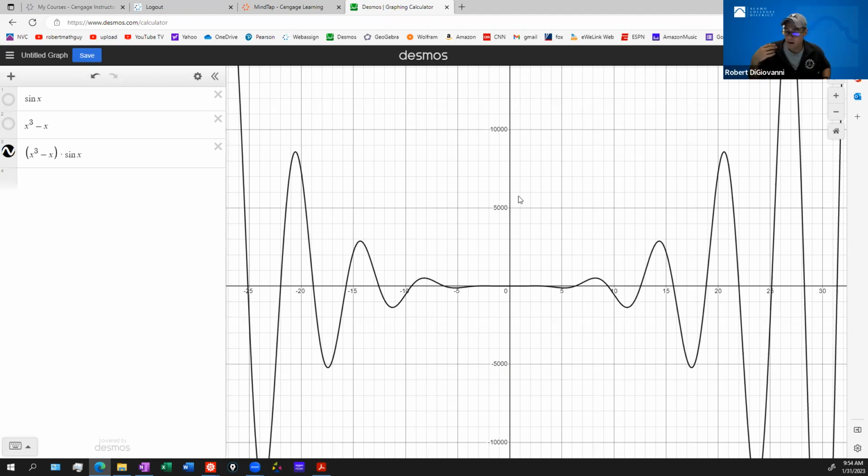There's going to be no jumps. There's going to be no infinite discontinuities. There's going to be no removable discontinuities. How do I know that? Because the theorem says if you start with two continuous functions and multiply them, then you're going to have a continuous function.